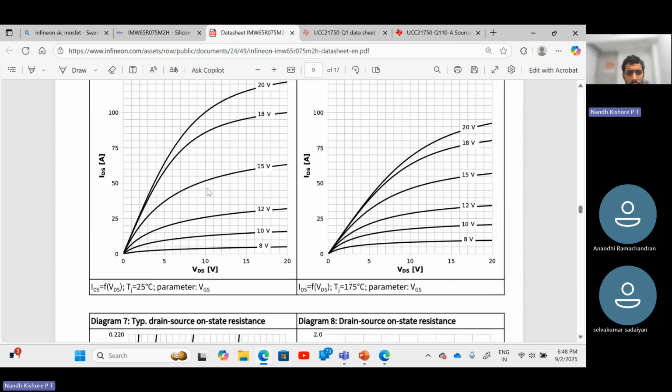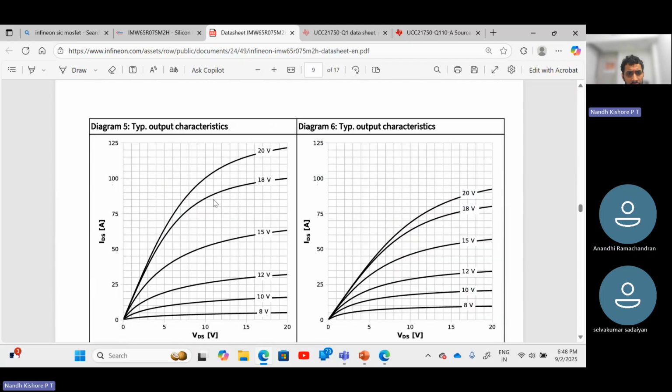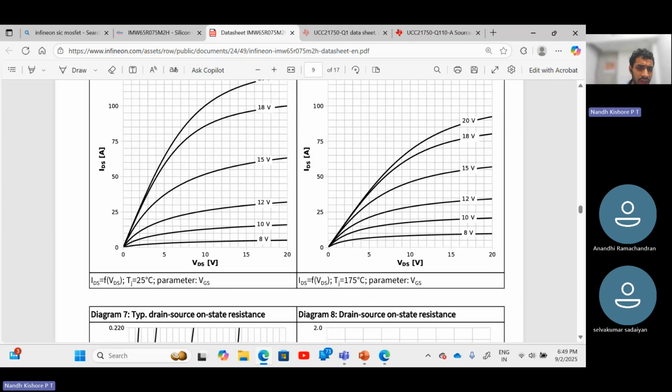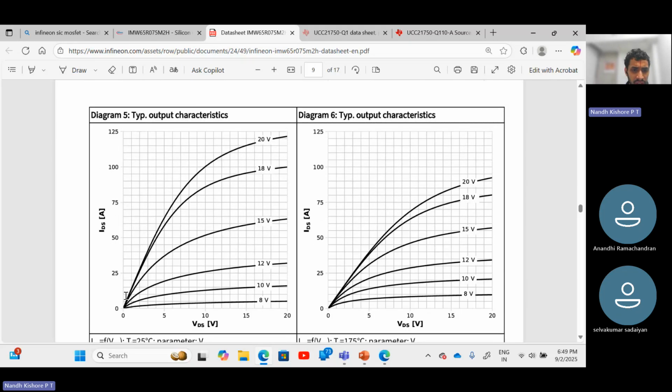So this is your drain source characteristic, the output characteristic. You see that initially you have the cutoff region, and then you have the linear region over here, right? That is, as you can see with my mouse, these are the linear regions, and later on the current starts to get saturated. So that is your saturation region at higher values of VDS. Okay, fine.